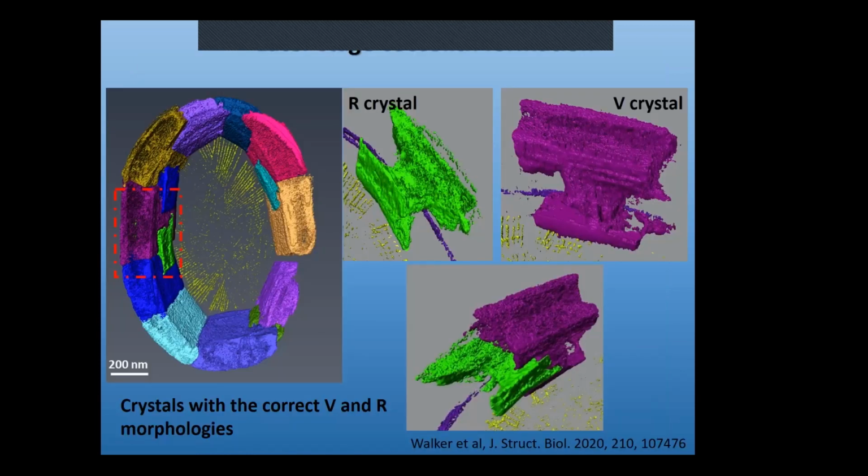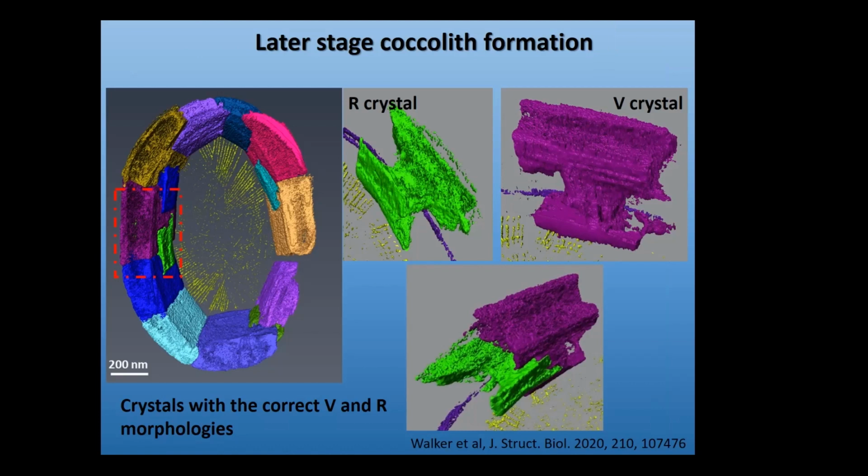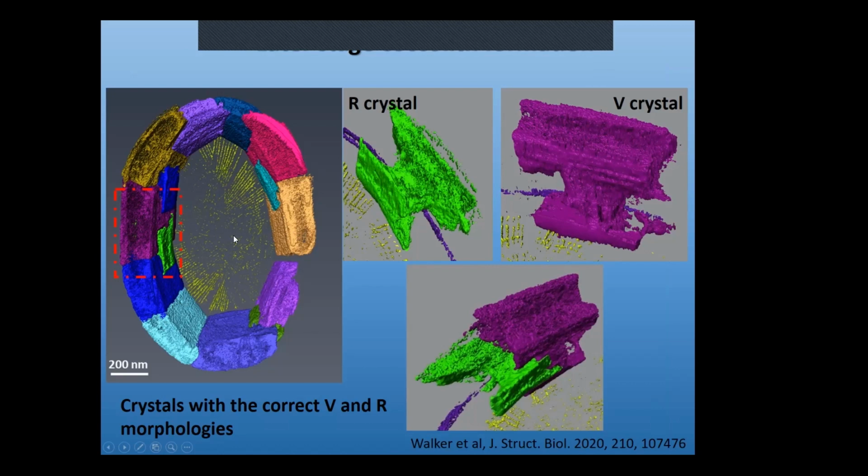And what Jessica did was to extract coccoliths from the cells that weren't formed yet or not 100% mature, and image them in 3D using cryo-electron tomography. This is what you see here, the reconstruction. And that's quite nice because we can see the base plate here at the bottom. It's not completely segmented, but it's enough that we see. We can see fully mature R crystals, fully mature V crystals, we can see how they interlock, which is quite nice.